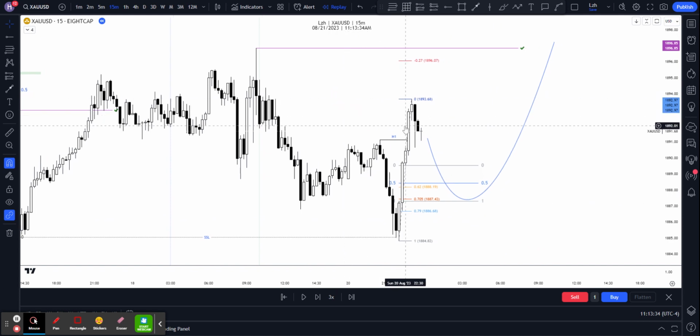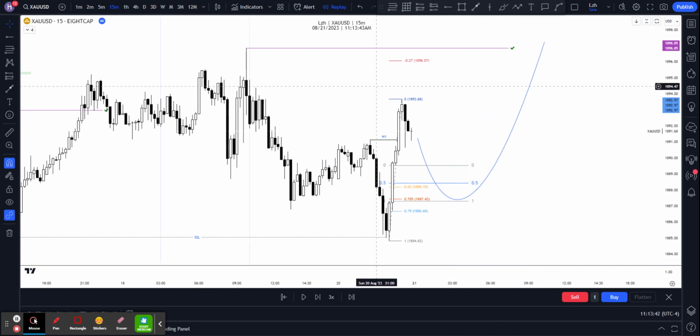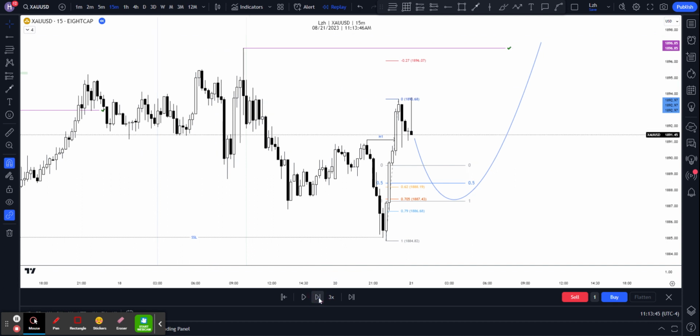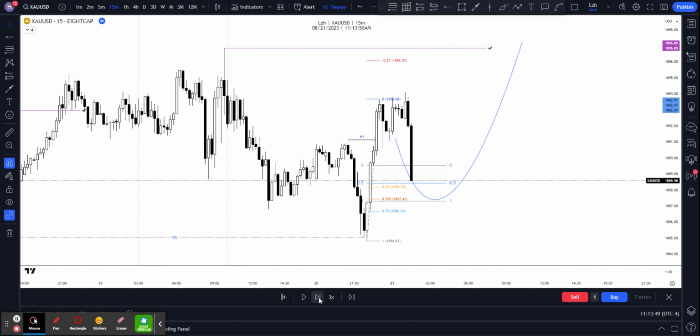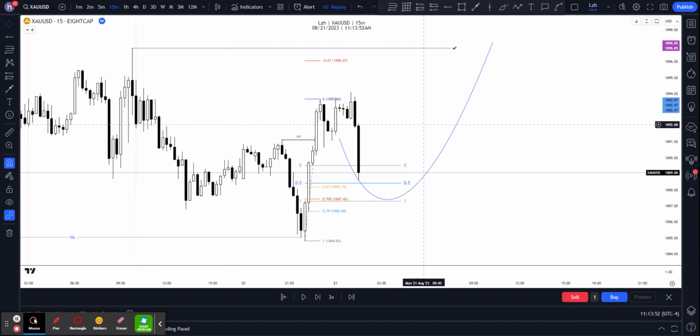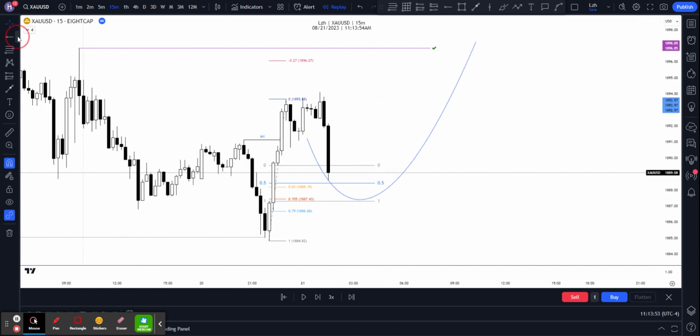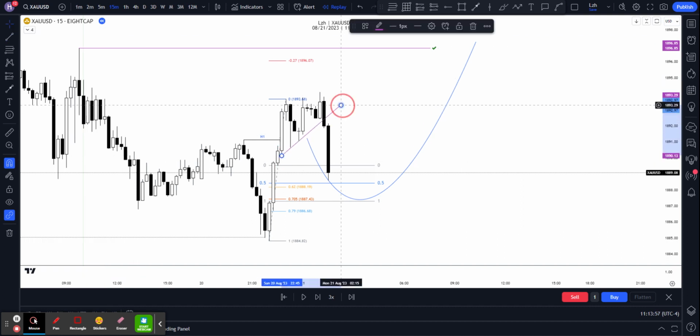So we're gonna wait because all this is outside the kill zone. We're gonna wait for the London kill zone, followed by the New York kill zone. So I'm gonna play the replay mode candle by candle, and you can see how the movement is. As you can see, all these are liquidity trend lines, and it's broken.